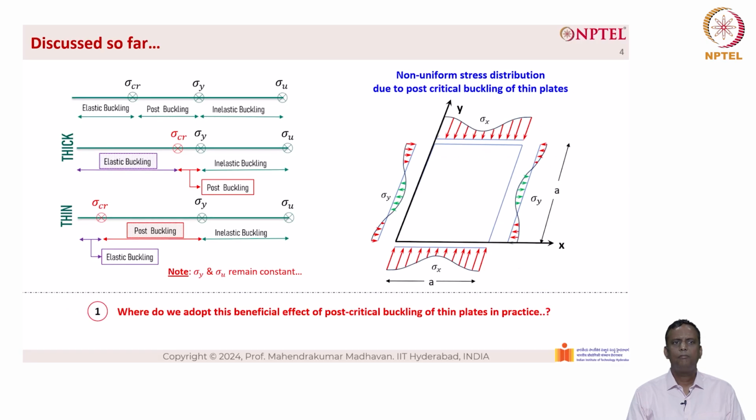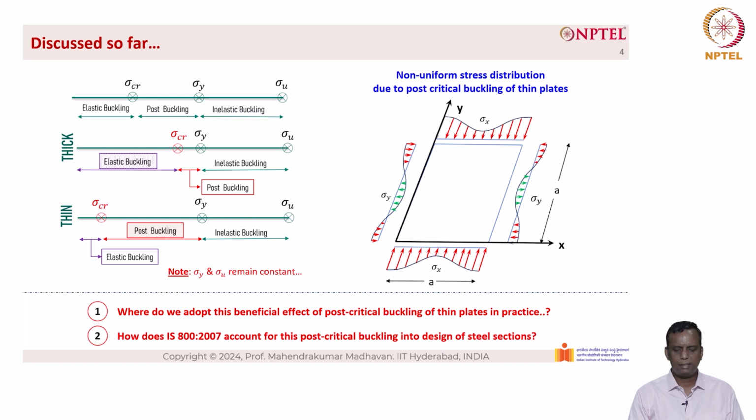Going forward, we need to understand two things. There are two questions that need to be answered. Question number 1, where do we adopt this beneficial effect of post-critical buckling of thin plates in practice? Question number 2, how does IS 800-2007 account for post-critical buckling in the design of steel sections?